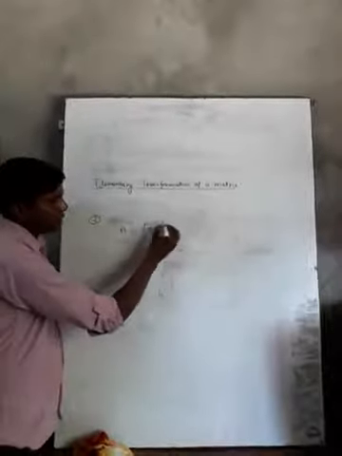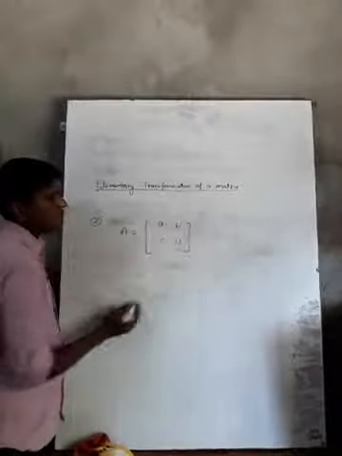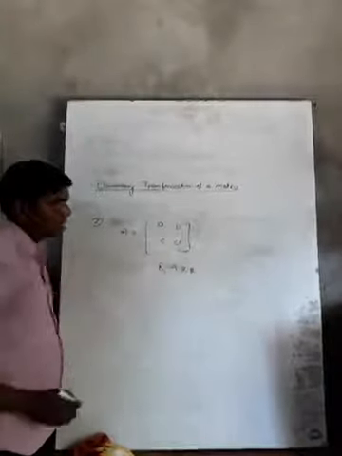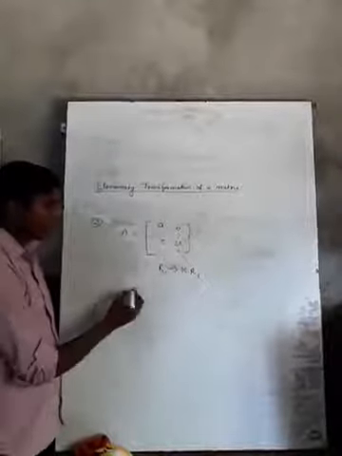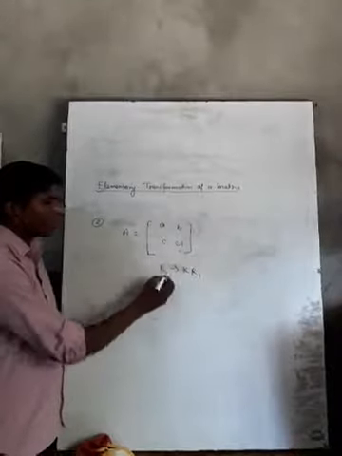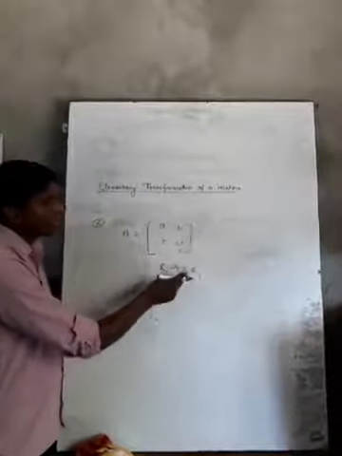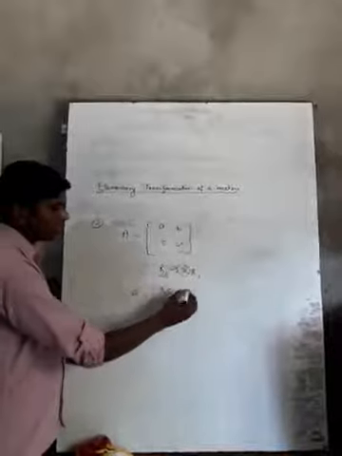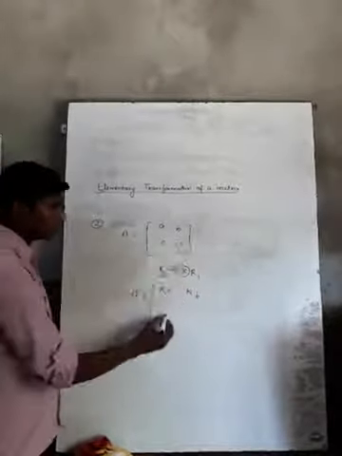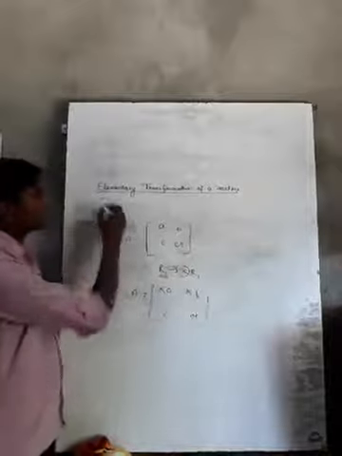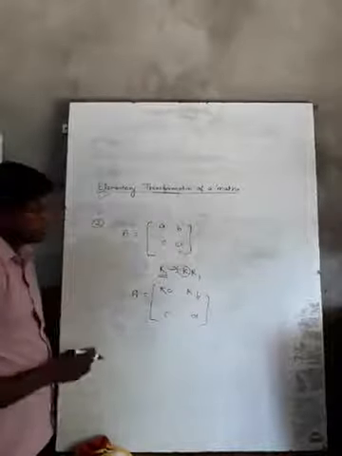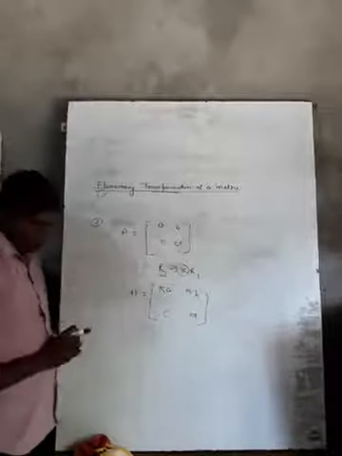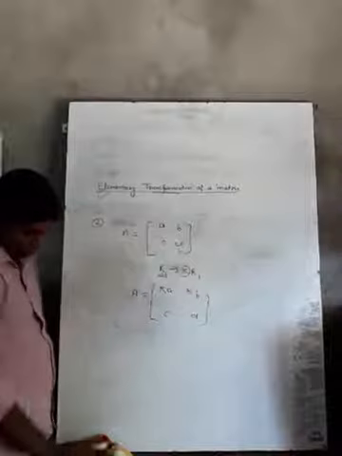Suppose A, B, C, D is given, and we want to write R1 equal to K R1. It can be written as: at the place of R1 we write each element multiplied by K. So it can be written as KA, KB, and R2 will be written the same, C and D. So this is your second type of transformation. It means we can multiply the elements of any row or column.